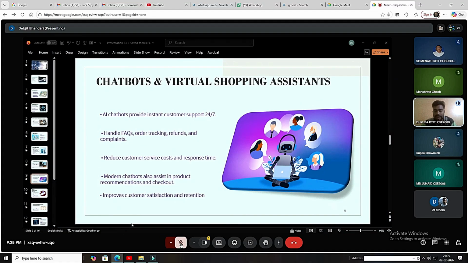Chatbots and virtual shopping assistants use artificial intelligence to provide instant customer support, 24 by 7. They handle common tasks such as frequently asked questions, order tracking, refunds, and complaint resolution. Modern AI chatbots also assist customers by recommending products, guiding purchases, and supporting checkouts. This helps businesses reduce response time and service cost while improving customer satisfaction.